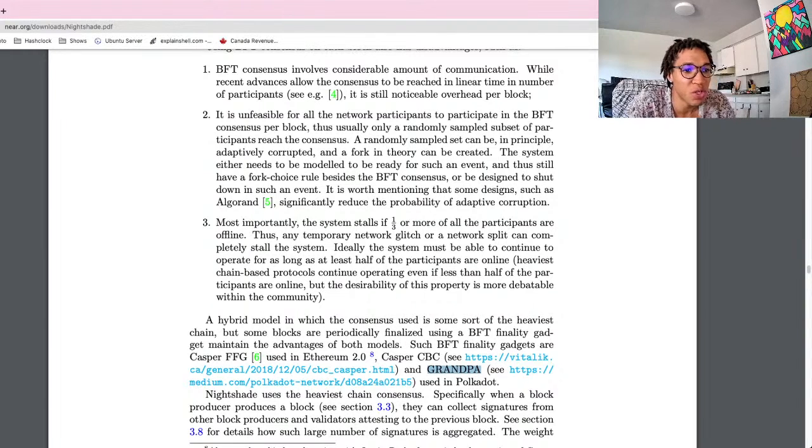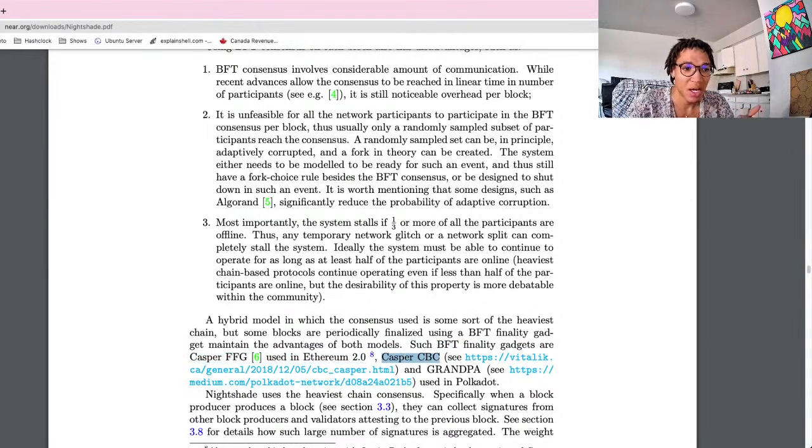A hybrid model, in which the consensus used is some sort of the heaviest chain, but some blocks are periodically finalized using a BFT finality gadget, maintains the advantages of both models. Such BFT finality gadgets are Casper FFG, used in Ethereum 2.0, which I guess would now be Gasper, which combines Casper and Ghost and is what I think is more closely what's going to be used in Ethereum 2.0, which I did a review on this channel.